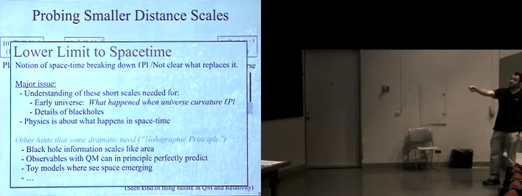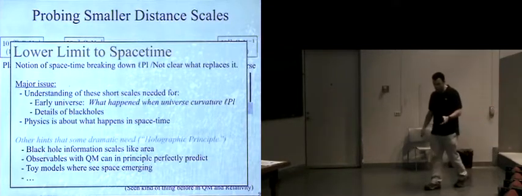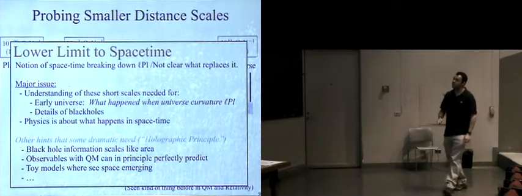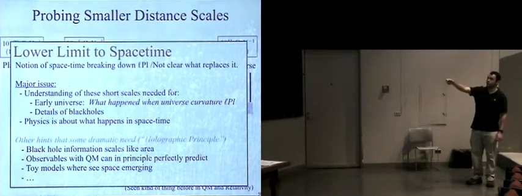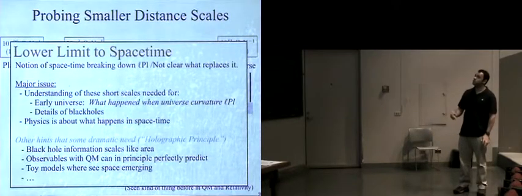A lot of the details of black holes, what's happening with black holes, requires an understanding at this fundamental length scale. So understanding what replaces space-time at these lower distances is something that you really need for understanding these problems. That's also why black holes are so interesting, because we think that they can perhaps tell us about how to replace space-time at these distance scales.